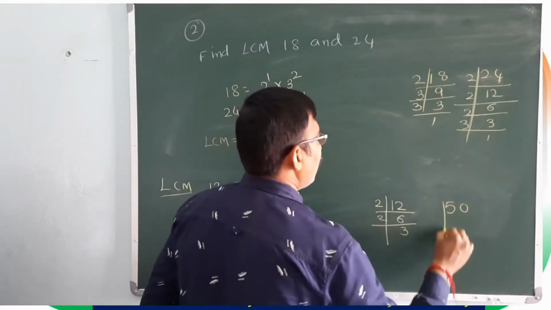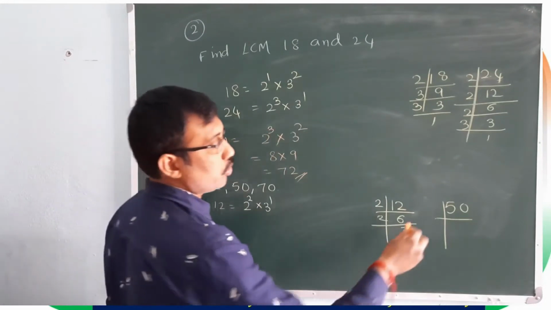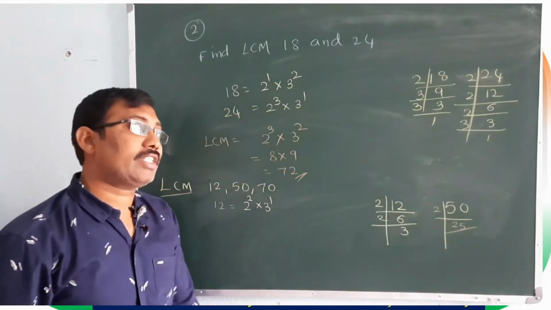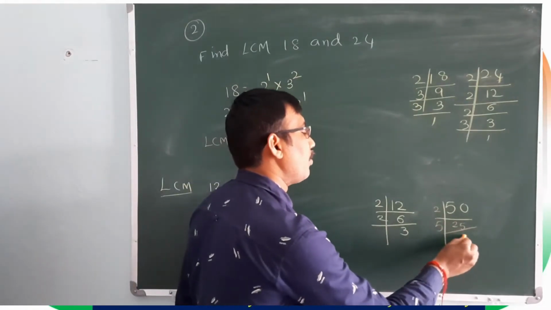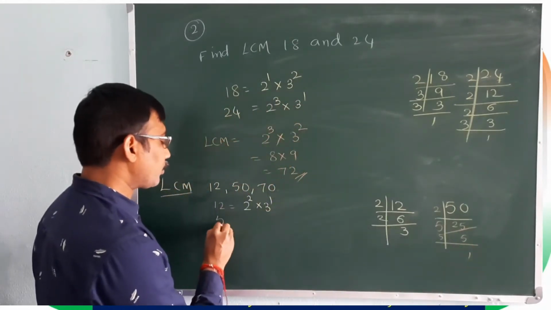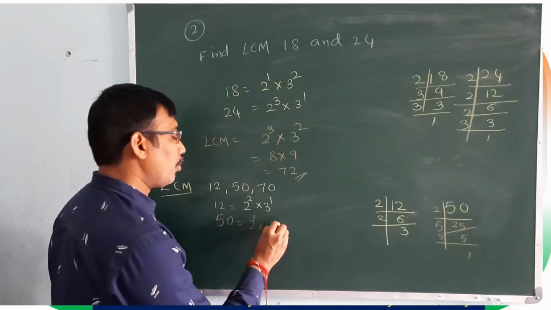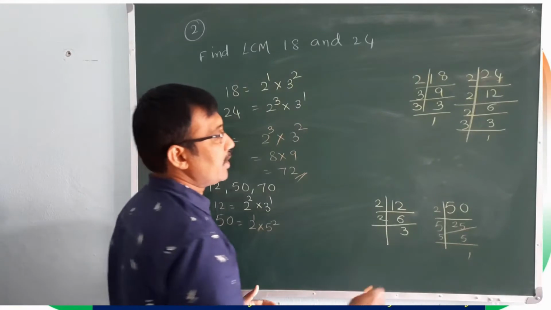Next, 50. 50 is an even number, and all even numbers are divisible by 2. So 2 twenty-fives are 50. Next, 25 is divisible by 5, since its ones digit is 5. So 5 fives are 25, and 5 ones are 5. So 50 is equal to 2 to the power of 1 into 5 to the power of 2. Next, 70.